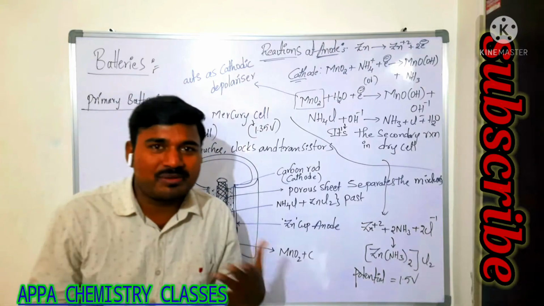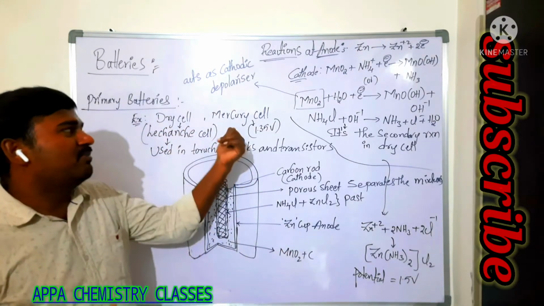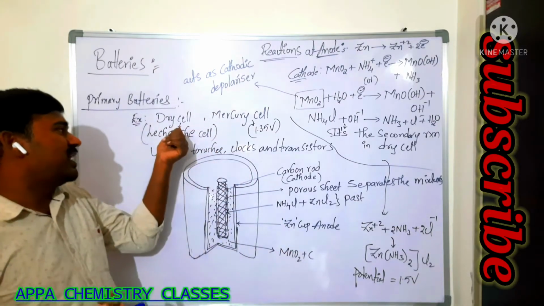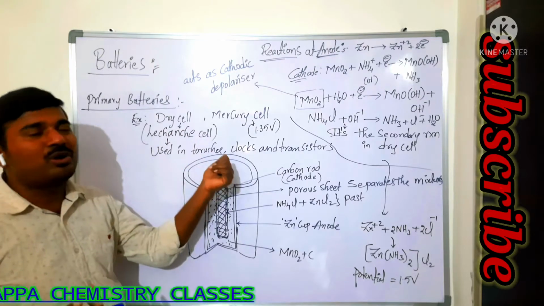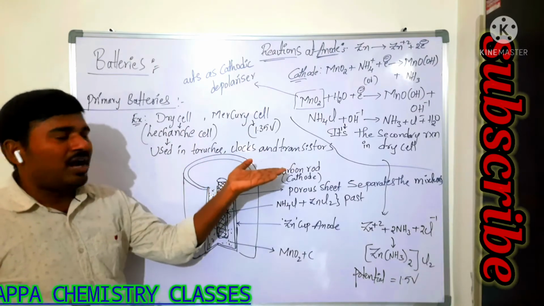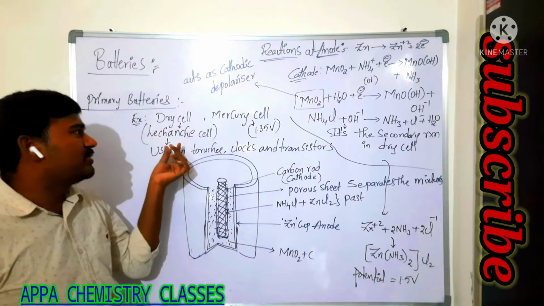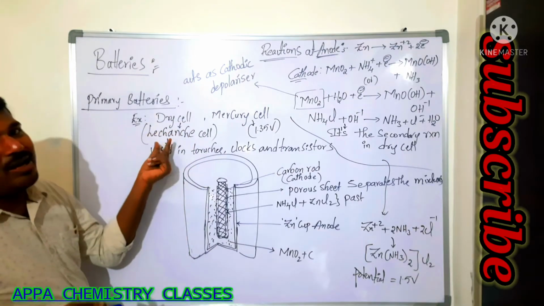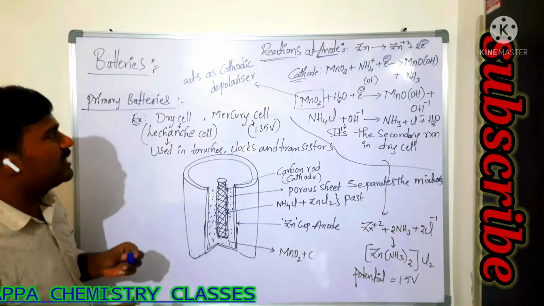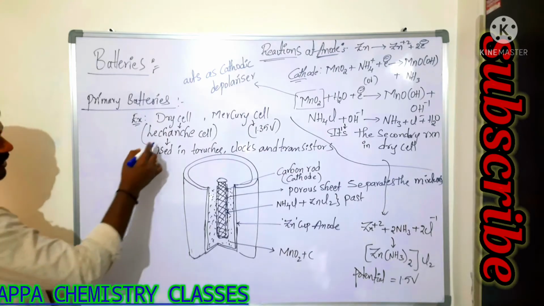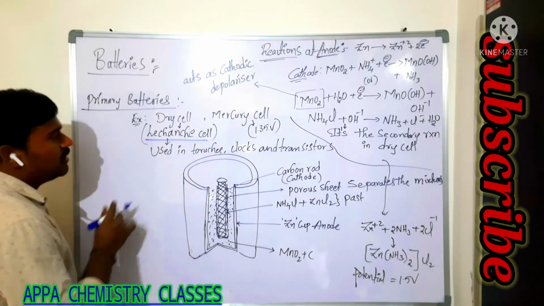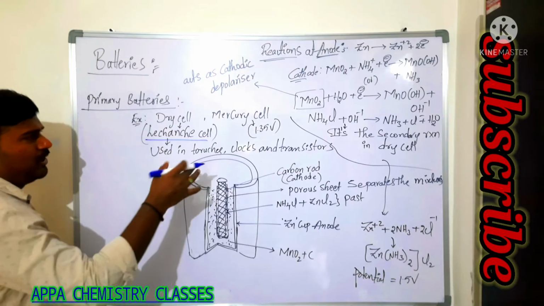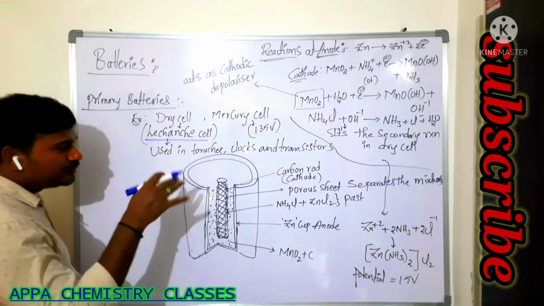What are the examples of primary batteries? Dry cell, mercury cell you can take. This dry cell is mainly used in torches, clocks and transistors. In all those cases, these dry cells are used. This dry cell is also called Leclanche cell. Now this dry cell I will explain. Mercury cell is not that much important.